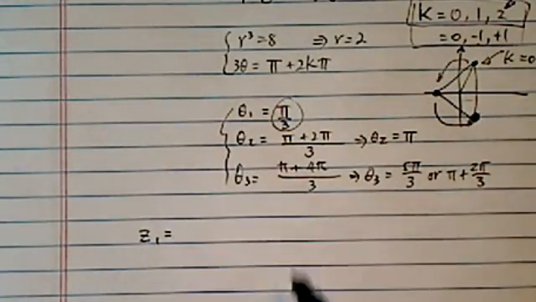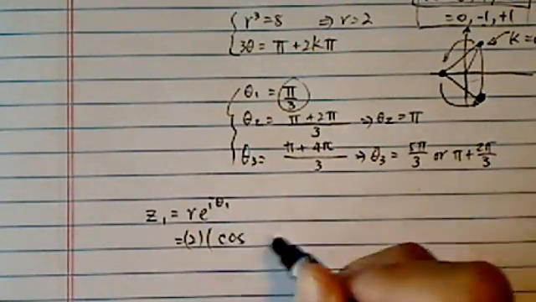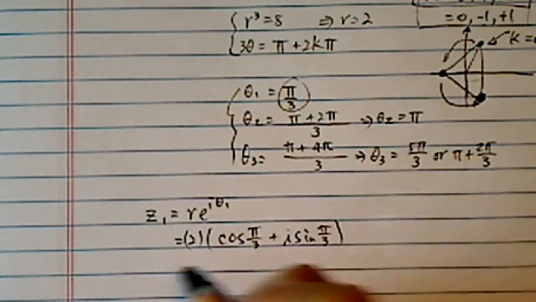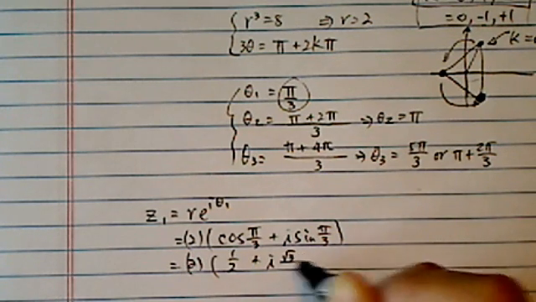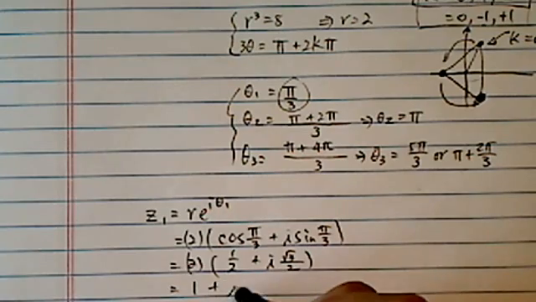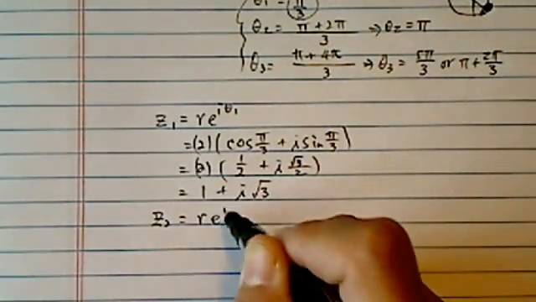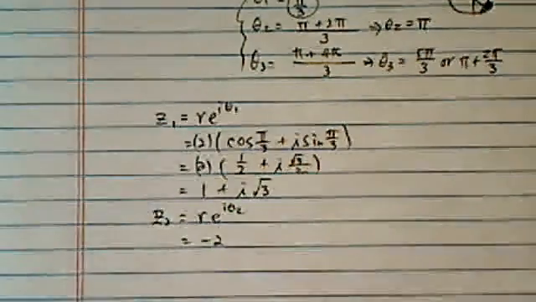Our z1 is equal to r e to the i theta 1. So we're going to put a 2 back in there. And then we're going to have cosine pi over 3 plus i sine pi over 3. In our case, it is 2 times (a half plus i radical 3 over 2). So 1 plus i radical 3 is our first one. Let's go on to our next one. z2 is equal to r e to the i theta 2. And this one is easy. That's a minus 2 because e to the i pi gives you the minus sign.